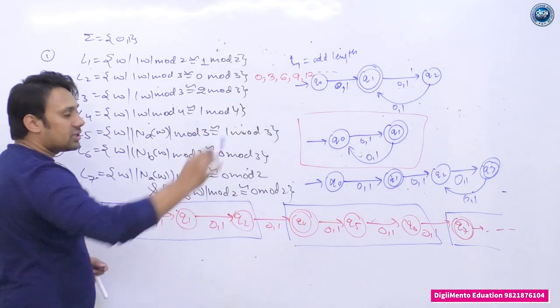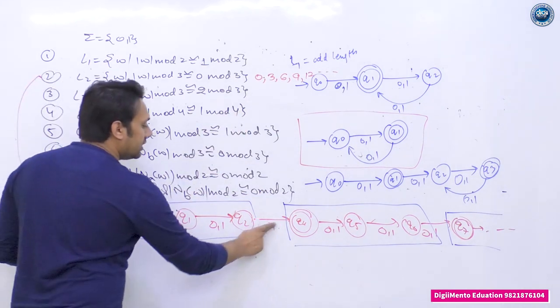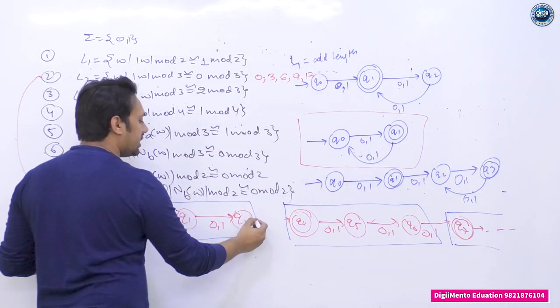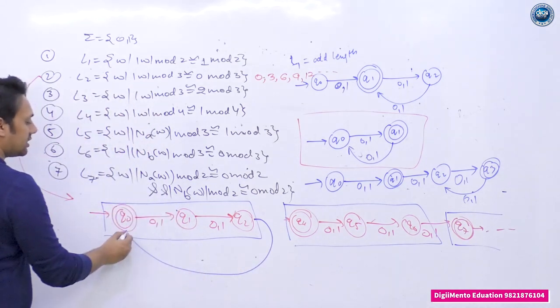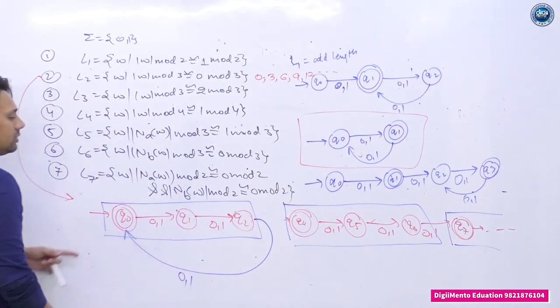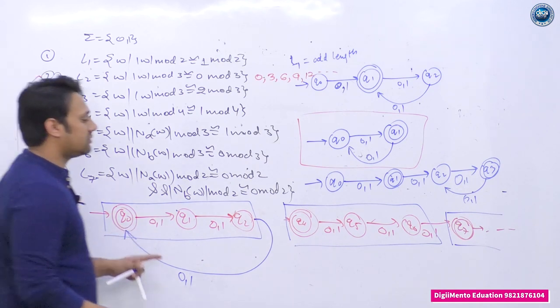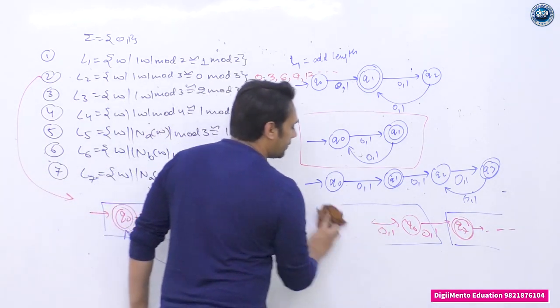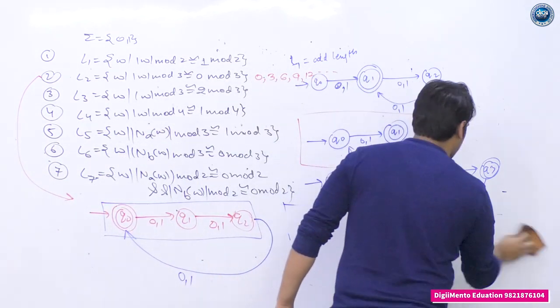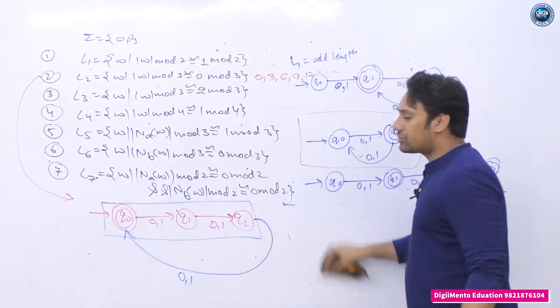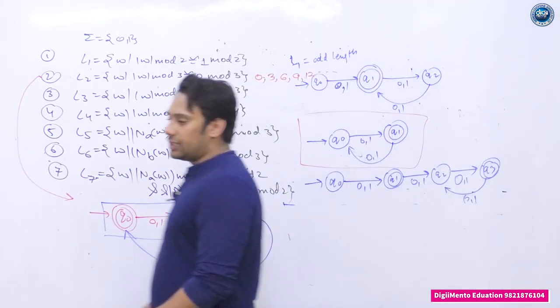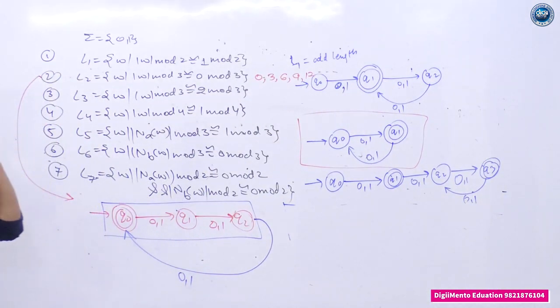So instead of making this huge diagram, what we can do is change this transition and give this transition to this state in the beginning. And now this diagram here is representing a finite automata which is accepting strings whose length is divisible by 3. So ab isko is tarike se minimize kar sakte ho. Any doubts? So it is a finite automata which will accept the strings whose length is divisible by 3.